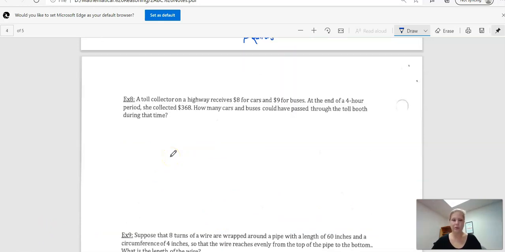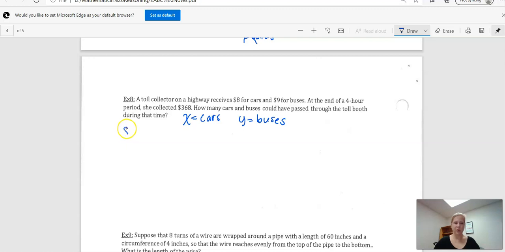A toll collector on a highway receives $8 for cars and $9 for buses. At the end of a 4-hour period, she collected $368. How many cars and buses could have passed through the toll booth in that amount of time? So we could make an equation out of this, right? We could say, let's set X equal cars, and let's set Y equal buses.